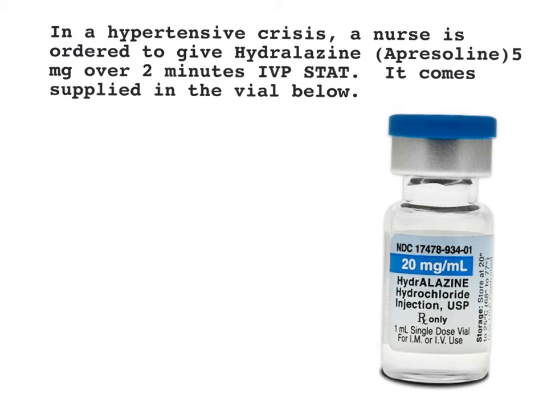So here's another hypertension medication you might have to give as an IV push. In a hypertensive crisis, a nurse is ordered to give Hydralazine or Apresoline, 5 milligrams over 2 minutes IV push stat. The doses for pregnant women or postpartum women can be smaller than they are in the adult med-surg population, so sometimes the vial that's supplied gives us something different and we have to calculate. So it comes supplied in this vial.